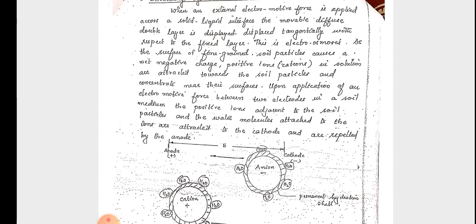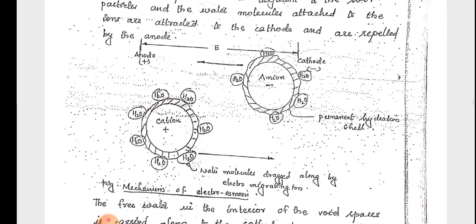When we apply an electromotive force between two electrodes, in this method electrodes are inserted into the soil. So when an electromotive force is applied between two electrodes, what happens? These positive ions attracted to the soil particles, and the water molecules attached to the ions, are attracted to the cathode and are repelled by the anode. So this process is shown here.